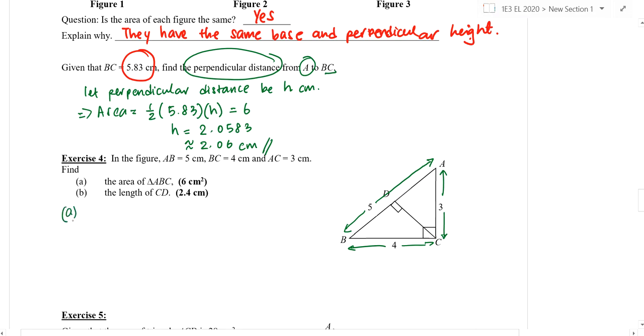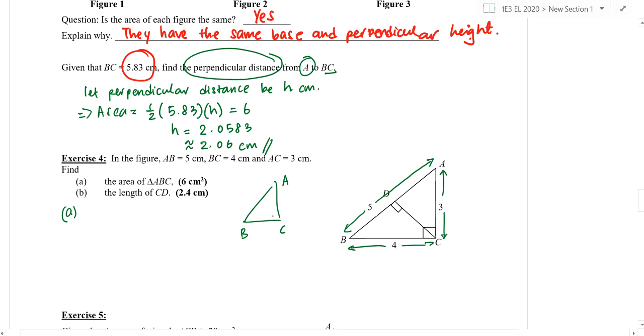Now, we only have learned the area for a triangle to be half times base times height, and in this case, the height is always the perpendicular height. A triangle has 3 sides, whether it is BC or AC or AB. These are the 3 different sides. For each of these sides, it has a corresponding perpendicular height.